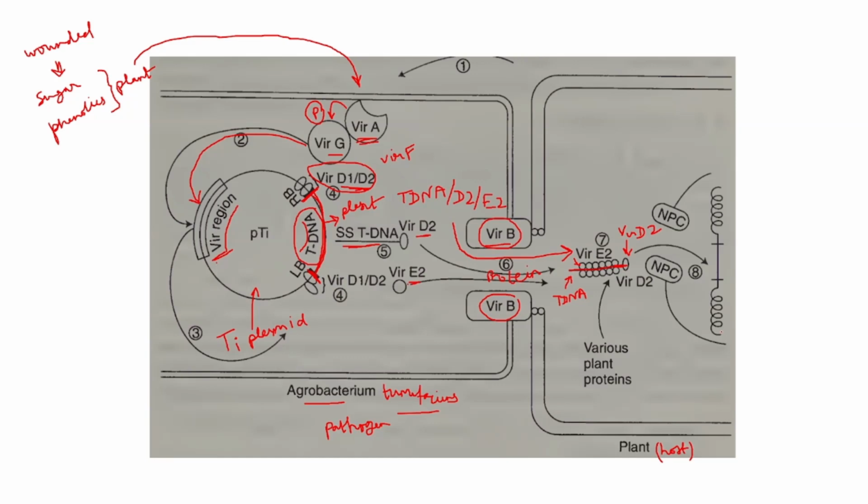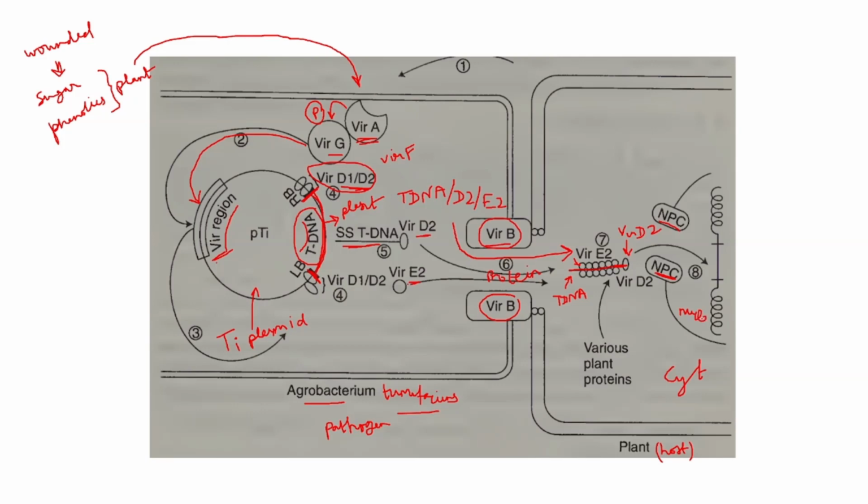And this nucleoprotein complex enters the nucleus of the plant cell through nuclear pore complexes. Nuclear pore complexes are small pores which allow the free passage of molecules from the nucleus into the cytoplasm and vice versa. These are present in plant cells and others, like mammalian cells. So this nucleoprotein complex enters the nucleus from the cytoplasm. This portion is the cytoplasm and this portion is the nucleus.